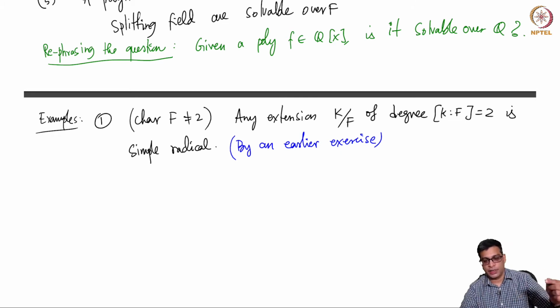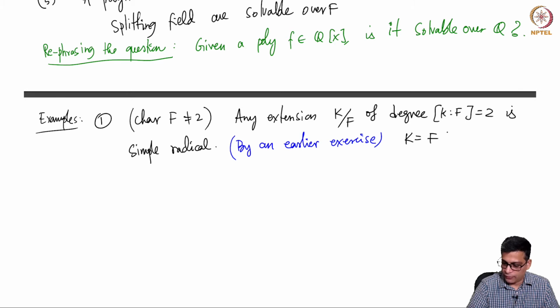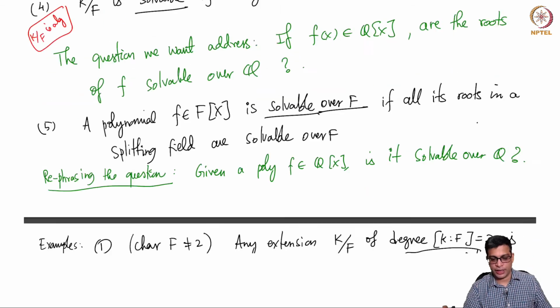What we did was we selected an element alpha which generates K over F, because you can take any alpha not in F, then you take the irreducible polynomial of alpha, it is a degree 2 polynomial, and you simply notice that if you take the discriminant of that and attach its square root, you get K. Okay. So K is obtained by attaching a square root. So K is F adjoined root delta. So it is a simple radical extension, right?